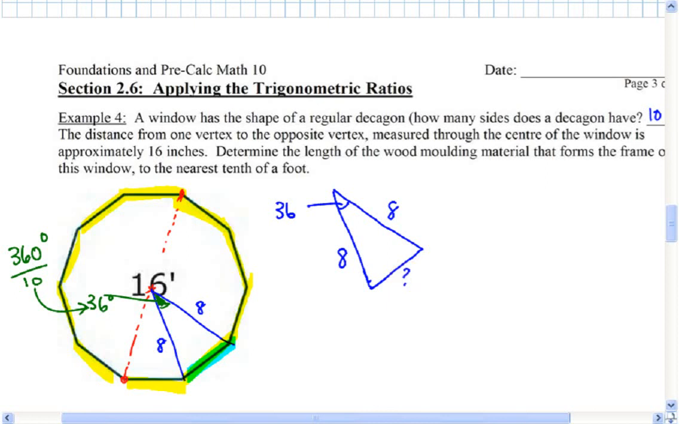Oh, remember we need right triangles. That's great. So let's divide the triangle in half. I like that. Now if I divide the triangle in half, can you see now how this red triangle is a right triangle?